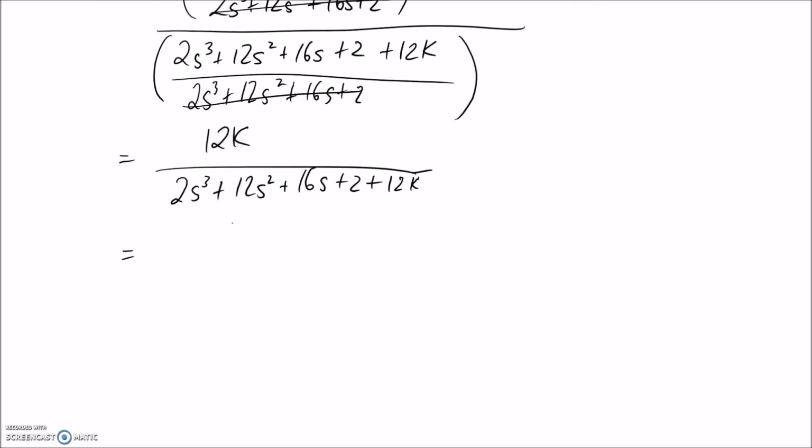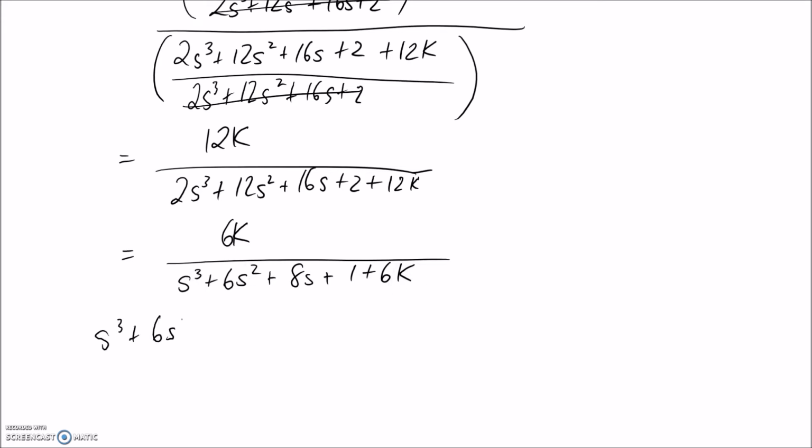So if we divide this by 2, it's just going to be 6k, and if we divide this all by 2, oops, sorry, 1, we end up with this. So this bottom line here is our characteristic equation, and we can equate that to the third order version of a time response characteristic equation.